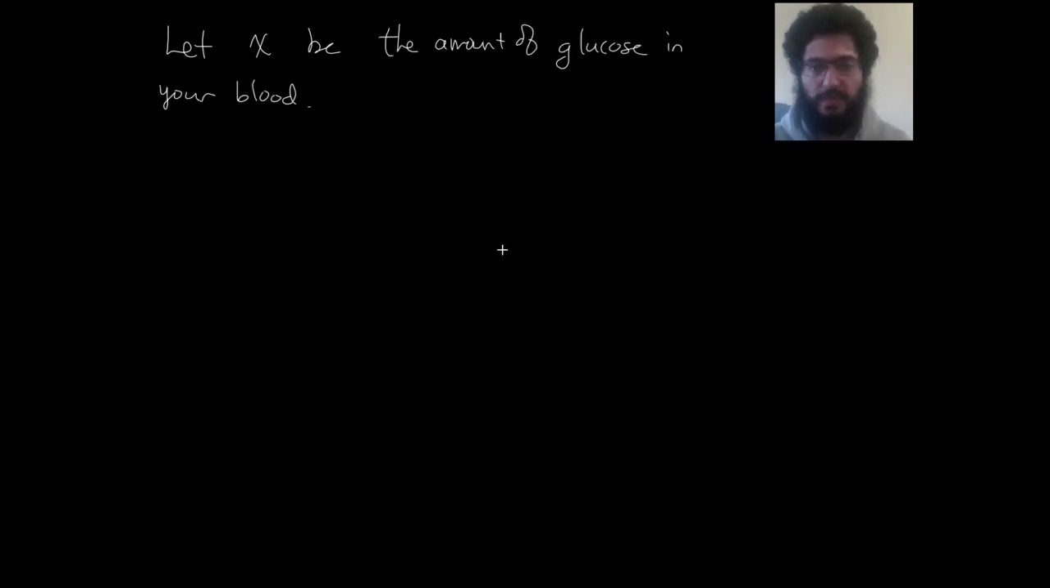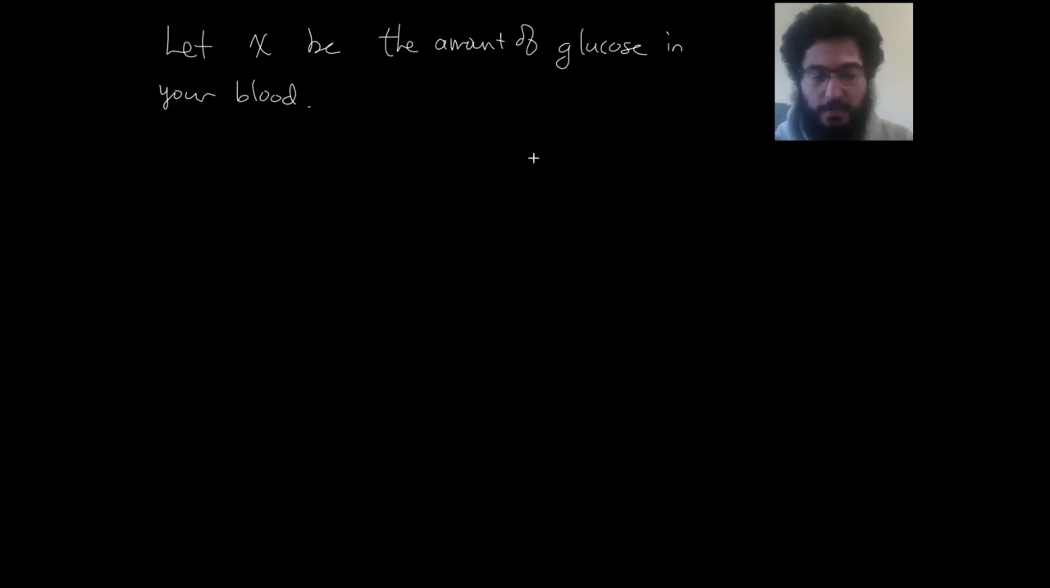So let's start kind of simple, and let's just say let x be the amount of glucose in your blood. Okay, so I'm not giving any units because it's actually not important. We're going to have parameters, and the parameters have whatever units they need to have in the end. But the point is it's an amount.